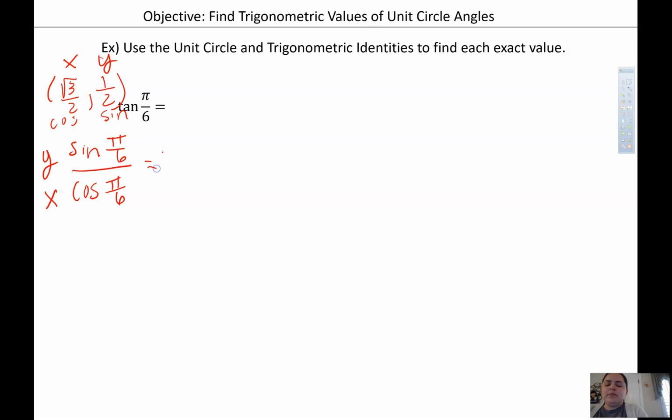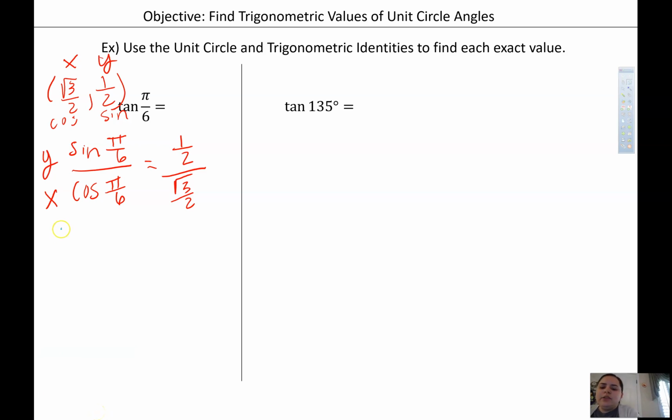So by substitution, my sine of pi over 6 is 1/2 over cosine of pi over 6 is going to be root 3 over 2. And then in order to divide fractions, you guys need to remember that in order to divide by a fraction, you need to multiply by the reciprocal of the denominator. So this is 1/2 times the denominator. I'm going to flip it, okay, take the reciprocal, is 2/√3. And then by canceling, my 2's cancel, and then I get 1/√3.